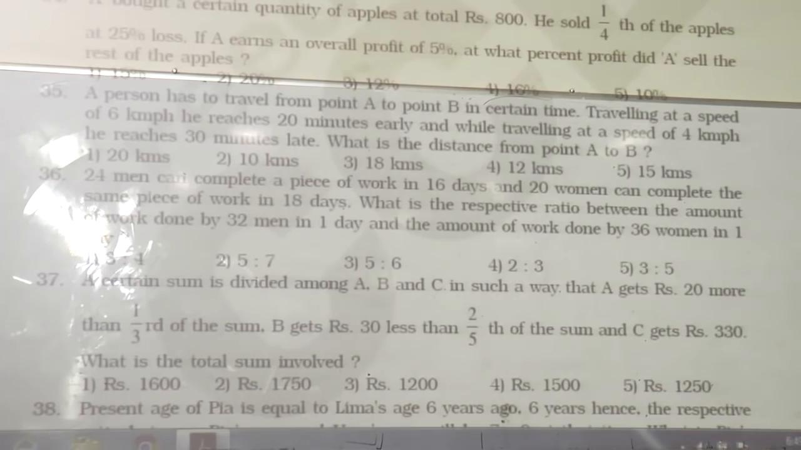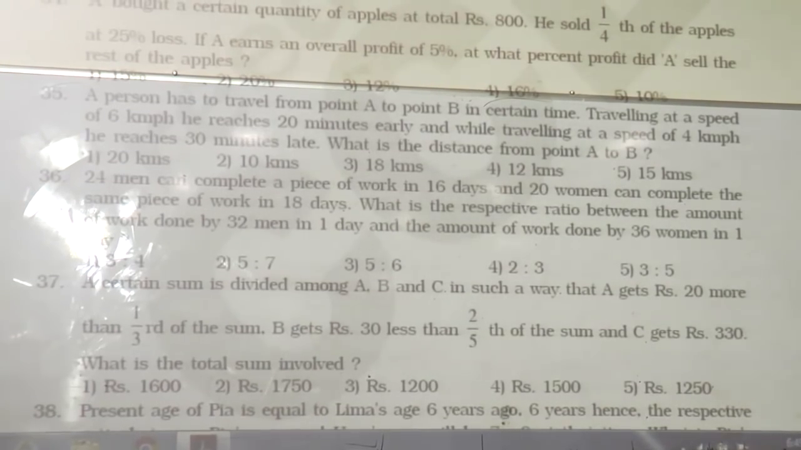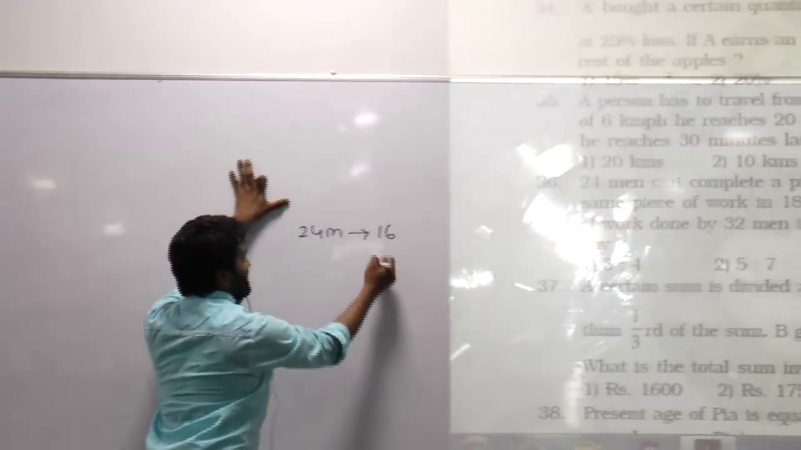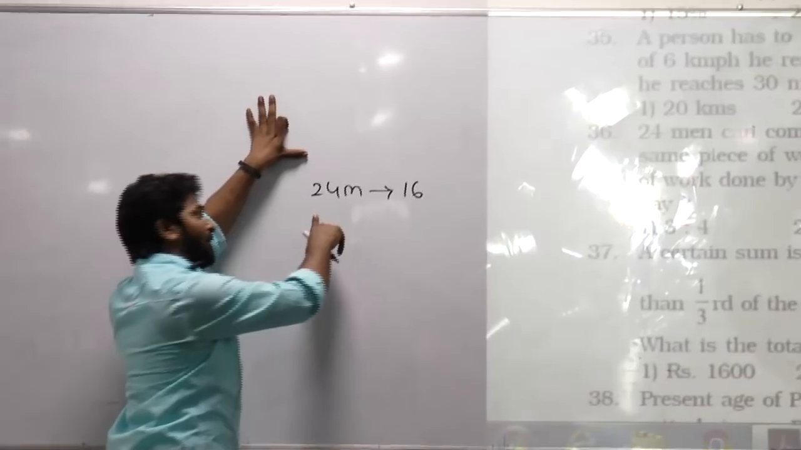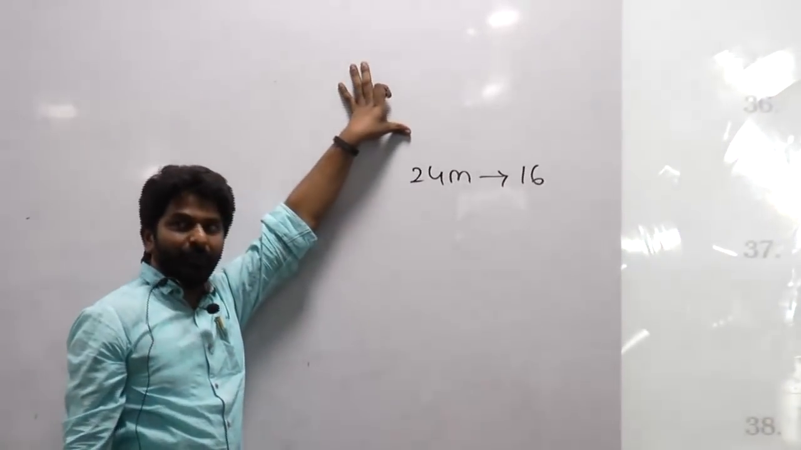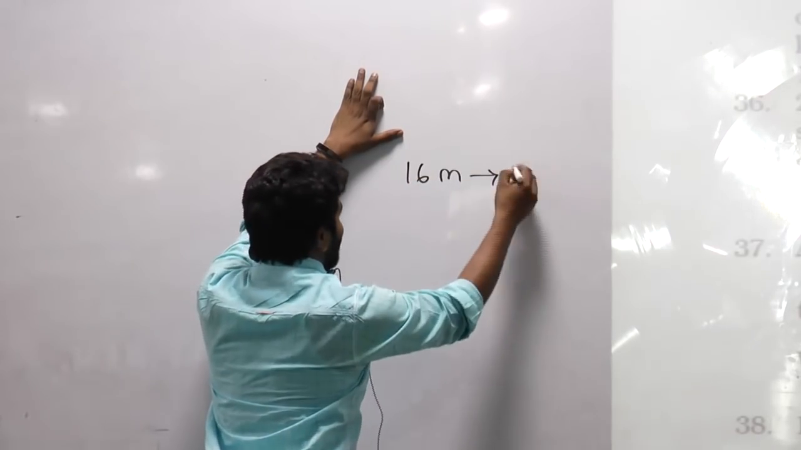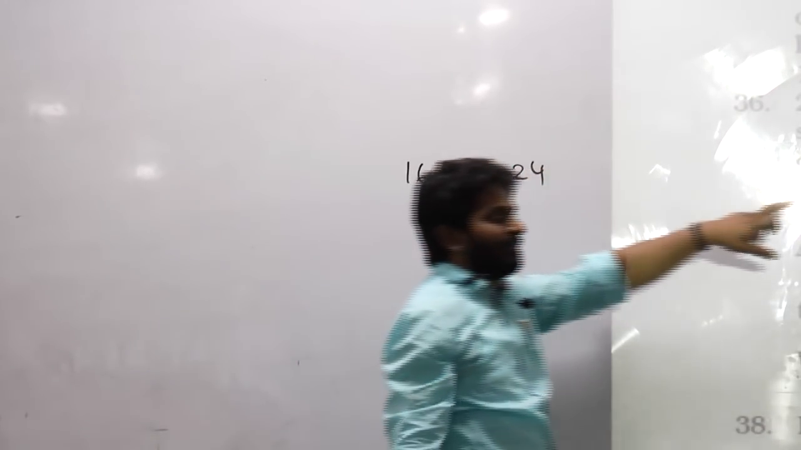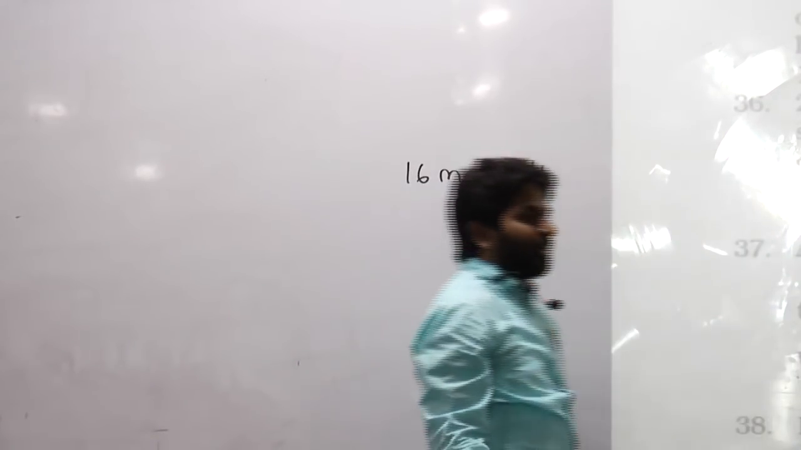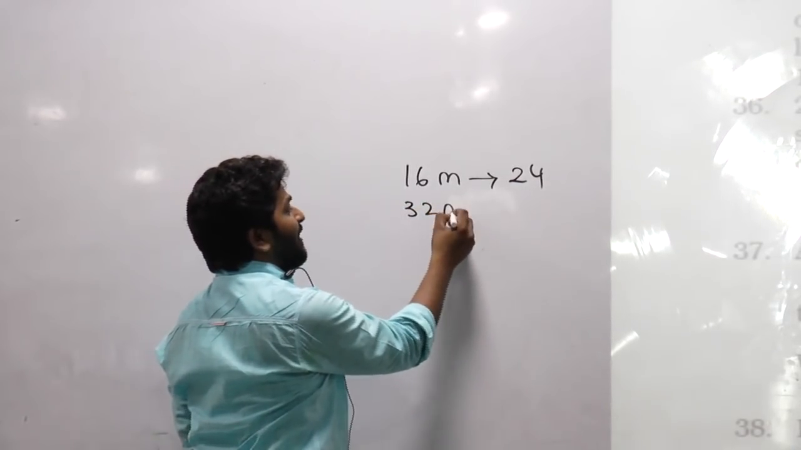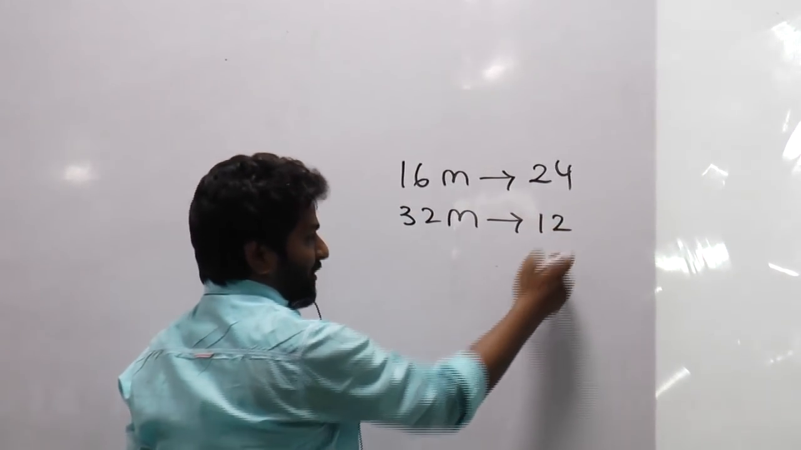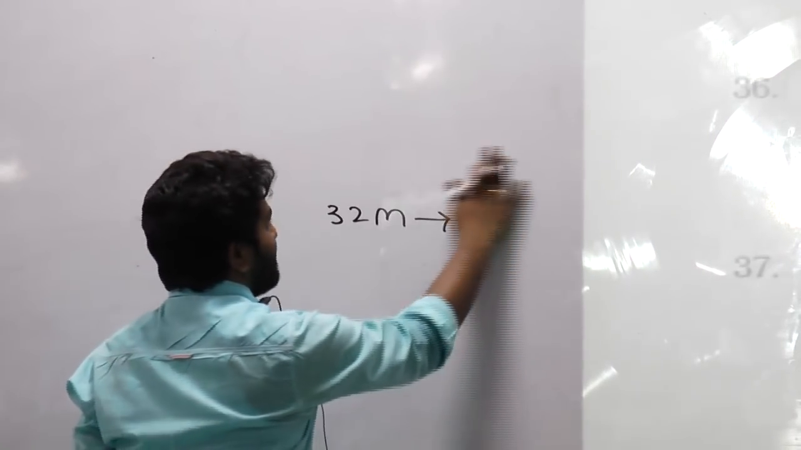24 men can complete the work in 16 days. Okay. If 24 men can complete the work in 16 days, 16 men can complete the work in 24 days. Yes or no? So I will write like this. 16 men can complete the work in 24 days. You are asked about 32 men. So 32 men can complete the same work in 12 days. Right. Keep this aside.